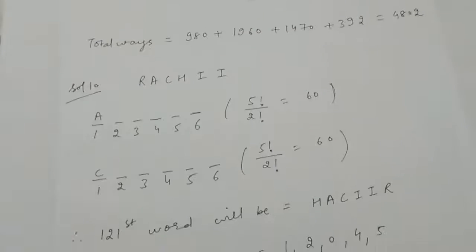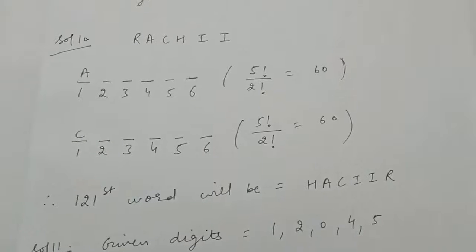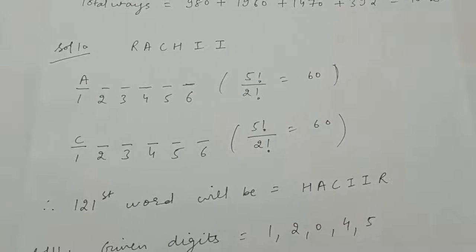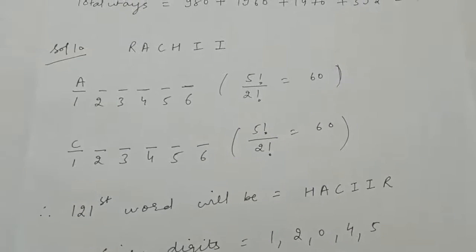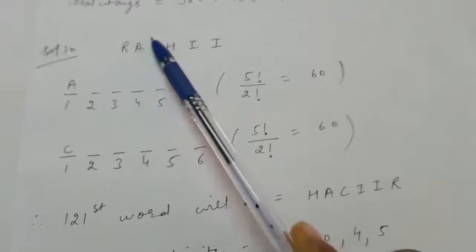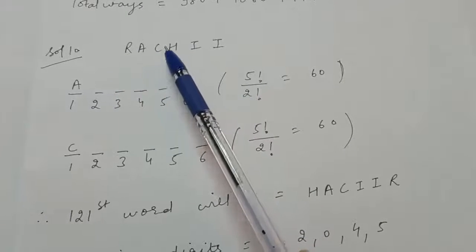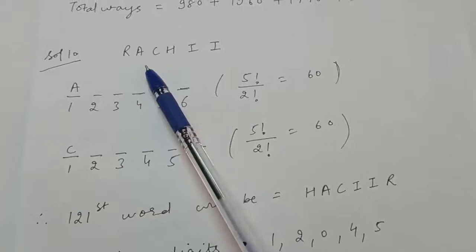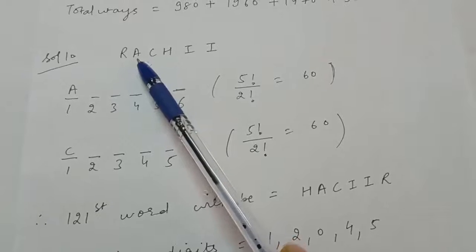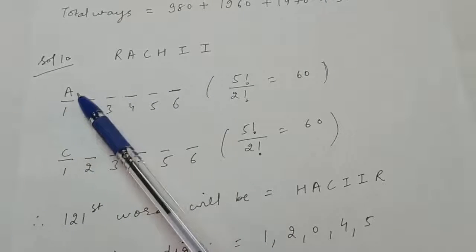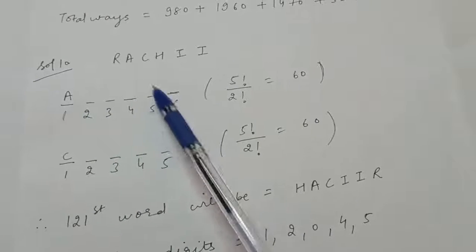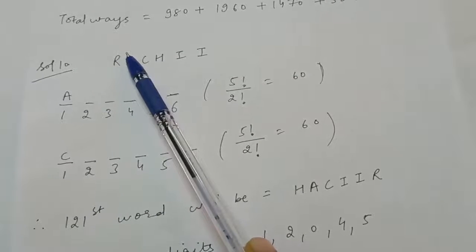Now question number 10 says if the different permutations of all the letters of the word Ranchi are listed as in a dictionary, what will be the 121st word? Now we have to find out the 121st word. So see, if the arrangements of the word Ranchi are listed in the dictionary, then first of all, those words will come which start with the letter A, right? So we will fix A at the first place. Now these rest 5 places can be filled by the rest 5 letters except A, right?